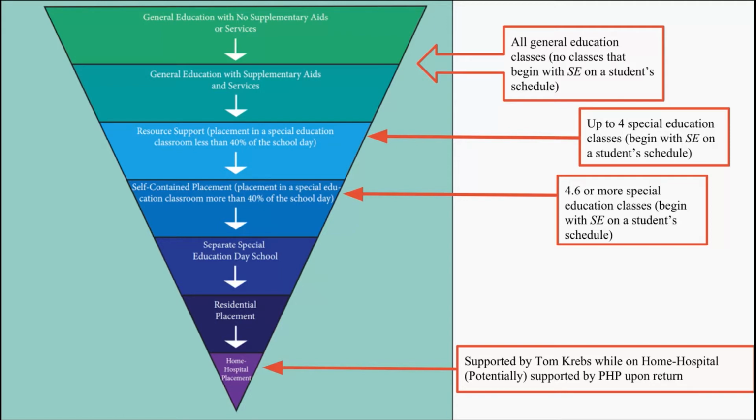aids or services. Students who have a special education class or classes, noted by a class code beginning with SE, are being serviced in the resource support or self-contained placement along the ISBE continuum of services. Previously, within the building, we referred to programs such as Resource, IP or Instructional Program, IPSC or Instructional Program Self-Contained, and the ARC or Adolescence Reaching Capabilities.